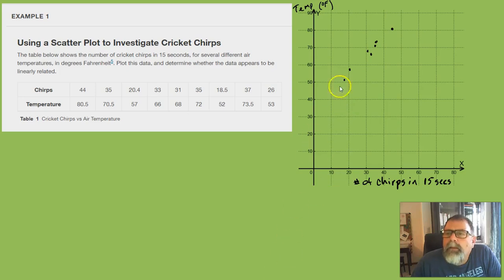Let me try that again. I think it's a little lower. I think this was supposed to be one dot. Okay, 37 and 73, and then 26 and 53. 26 is a little more than halfway, right about there. So you can see that it kind of resembles a line.